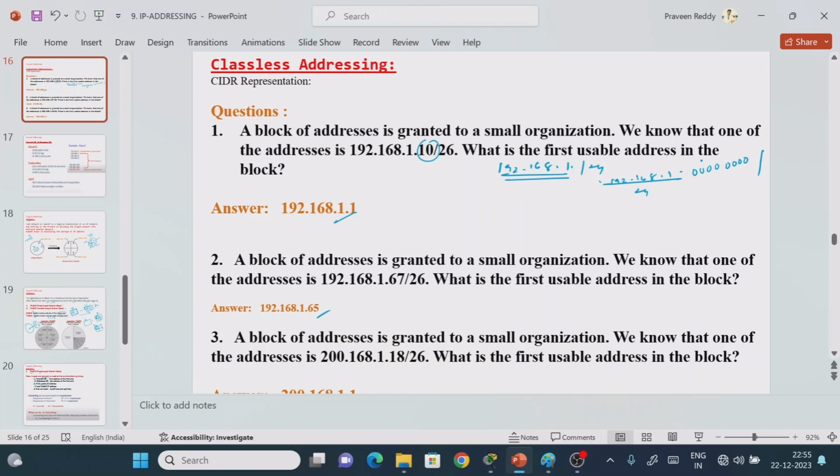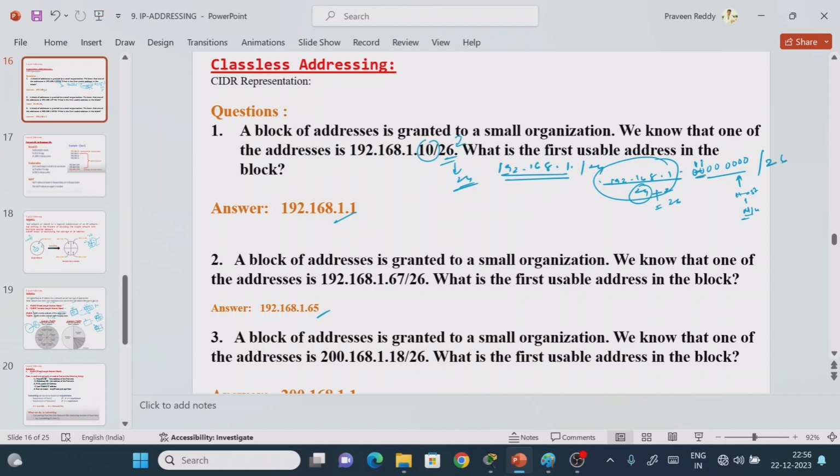Now what is the CIDR they have given? 26, not 24, right? Now 24 means these are the network bits and these are the host bits. Since they have given 26, somehow we need to convert part of this host portion into the network portion. We already have 24, so how to get 26? 26 is 24 plus 2. It means these 2 bits we need to convert into network bits. That is what we call the CIDR notation.